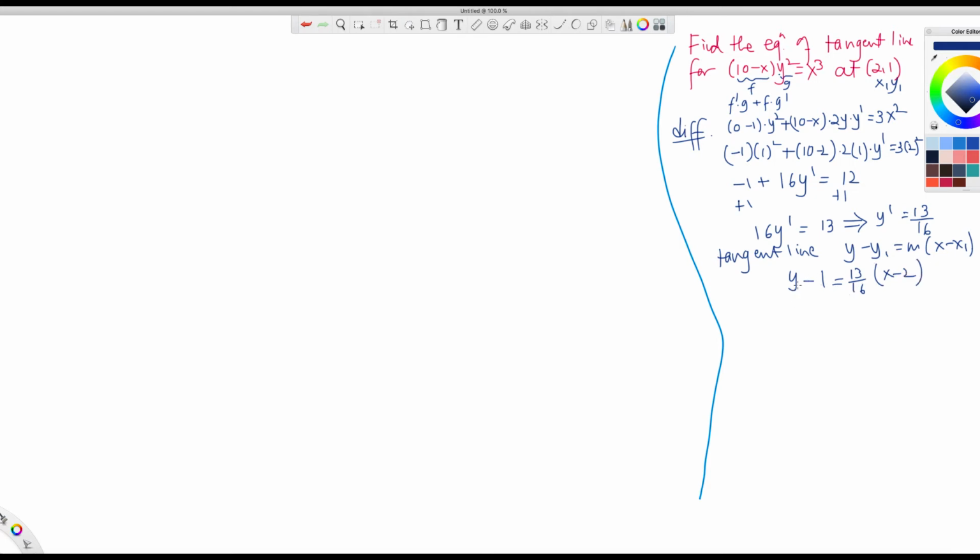Okay, what do you get? You get y, add 1 on both sides after you simplify. So y equals 13 over 16 x minus 26 over 16. I'm just distributing this, okay? And then plus 1, right? So 1 will be basically 16 over 16. So if you use a calculator or if you just simplify, you'll get this: y equals 13 over 16 x minus 10 over 16. This is the equation of the tangent line. That's what you will get.